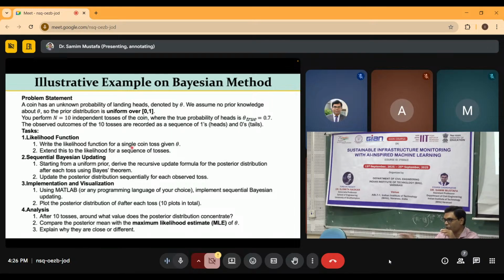First, you don't know the true probability of getting head from that coin. It is there that the true probability is 0.7, but we don't know, right? Then we will do 10 tests, and after each test we will try to update our understanding of the probability of getting head. Okay, so let's go to MATLAB.